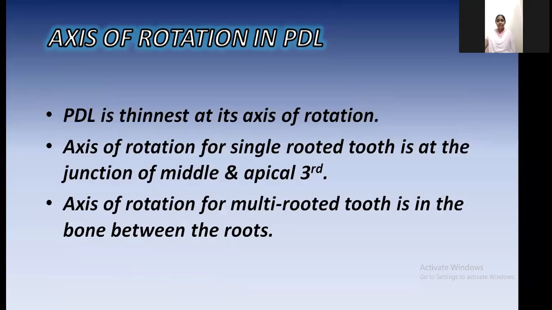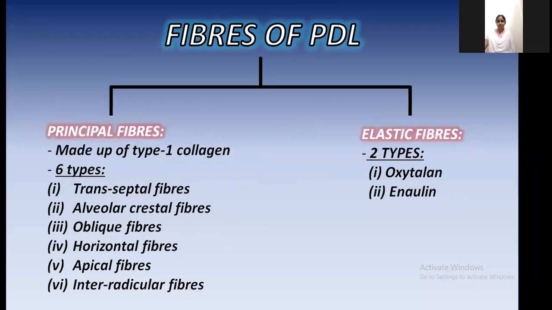Axis of rotation in PDL. Periodontal ligament is thinnest at its axis of rotation. Axis of rotation for a single rooted tooth is at the junction of the middle and the apical third. If you can see, imagine the tooth structure. Between the middle and the apical third is the axis of rotation for single rooted teeth. Axis of rotation for multi-rooted tooth is between the roots, in the bone between the roots.